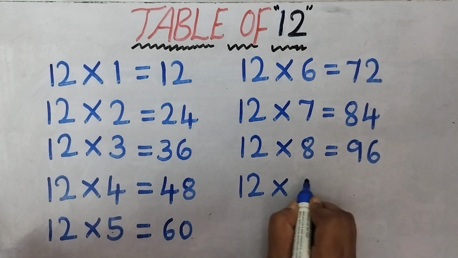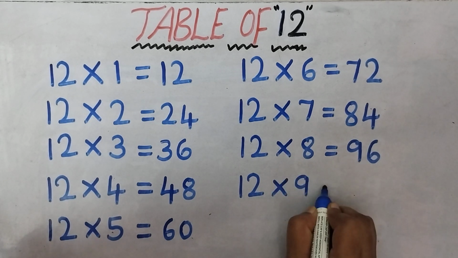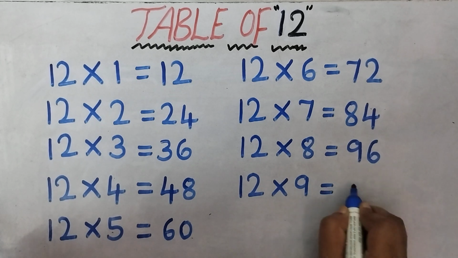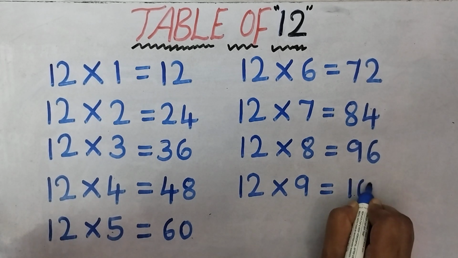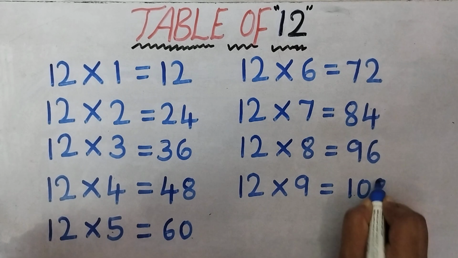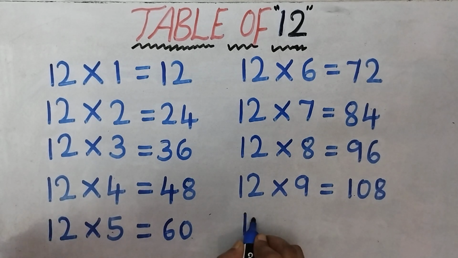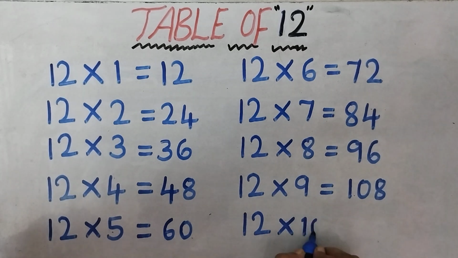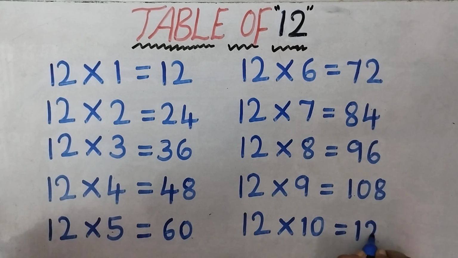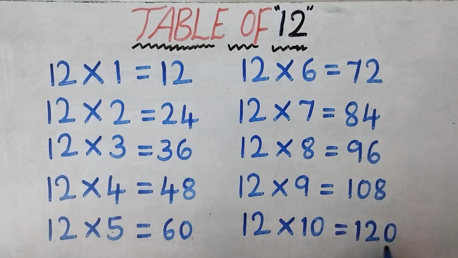12 into 9 is equal to 108. 12 nines are 108. 12 into 10 is equal to 120. 12 tens are 120.